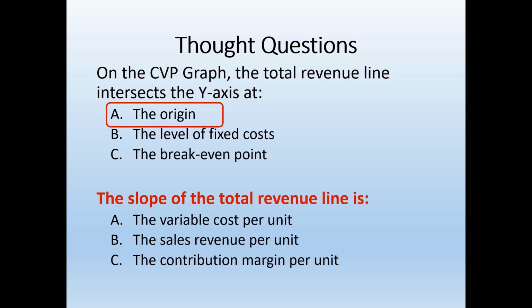The slope of the total revenue line represents what? The variable cost per unit, the sales revenue per unit, or the contribution margin per unit? As the graph shows, the slope of the revenue line is the sales revenue per unit.